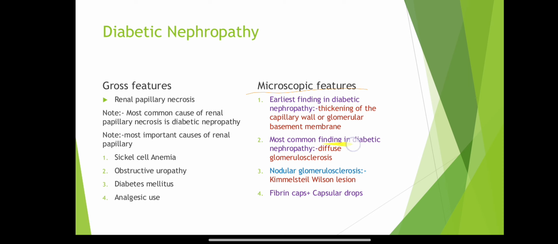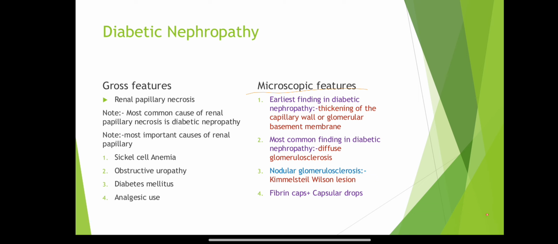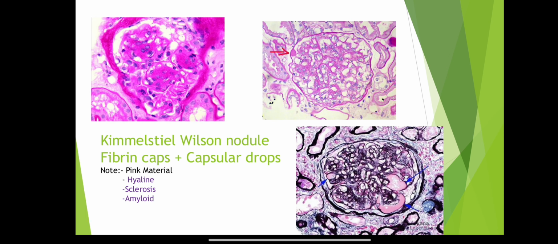Similarly, the most common finding in diabetic nephropathy is diffuse glomerulosclerosis. Next is nodular glomerulosclerosis, also known as the Kimmelstiel-Wilson nodule or lesion. These Kimmelstiel-Wilson nodules are PAS-positive nodules of sclerosis, meaning they can be stained by the periodic acid-Schiff stain.